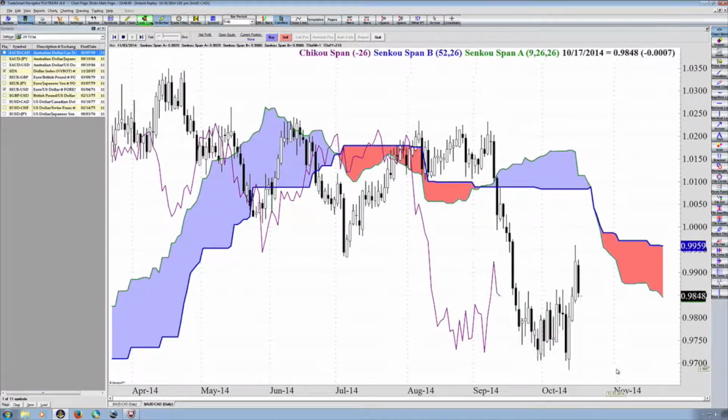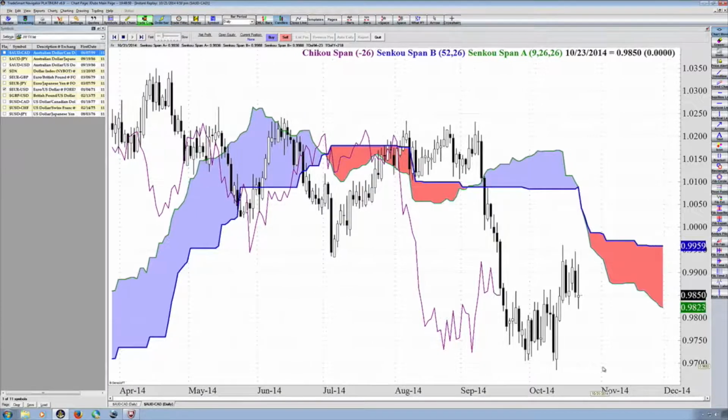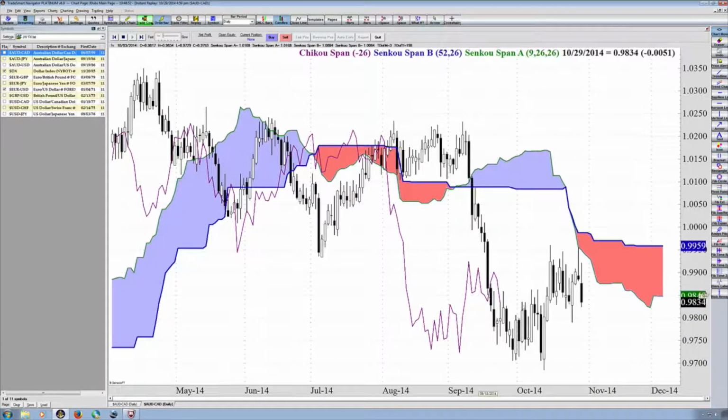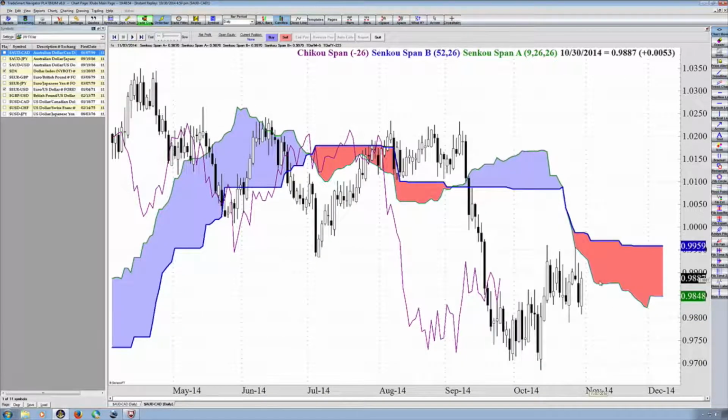Okay, so we did have, where did we have that big lower break? That comes up a little bit later. Okay, at this point, notice what's happening. We're thinking maybe we'll break bearish here because we're running into the cloud. Remember me talking about that?